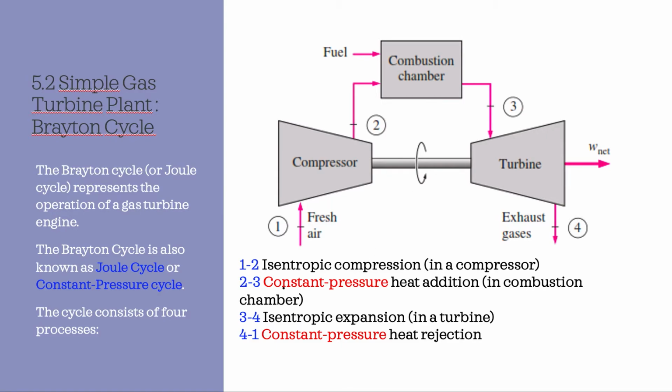And the processes are: 1 to 2 is isentropic compression in a compressor. 2 to 3 is constant pressure heat addition in the combustion chamber. 3 to 4 is isentropic expansion. When we talk about expansion, it must be in a turbine. And 4 to 1 is constant pressure heat rejection to the atmosphere.